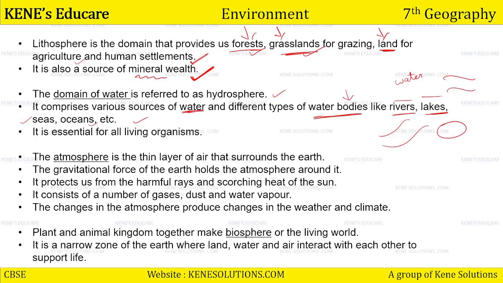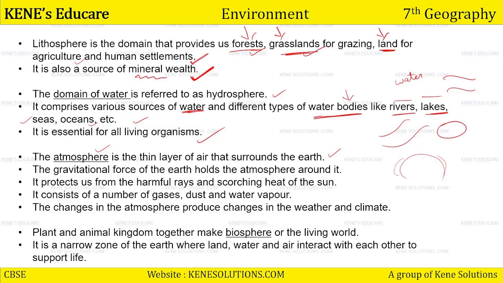It is essential for all living organisms. We need not tell how essential water actually is. We use it for almost every purpose. We use it for drinking, gardening, washing clothes, washing utensils and so many other things. Okay. Coming on to the next domain of natural environment, that is atmosphere. Atmosphere is the thin layer of air that surrounds the earth. There is a thin layer of air that surrounds the earth. I showed you also in that chart.